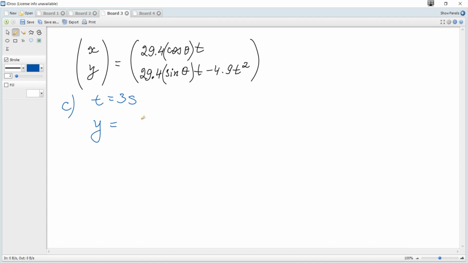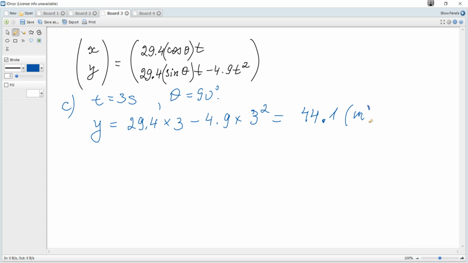So substituting, and again theta is 90, because motion is vertical only, y becomes 29.4 times 1 times t, which means times 3, minus 4.9 times 3 squared, and it is equal to 44.1 meters. It was CI.